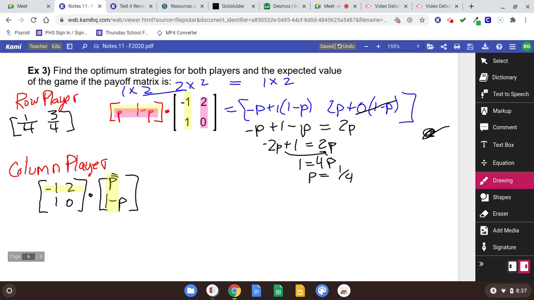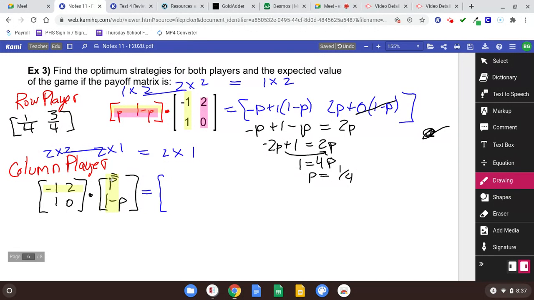We have a 2 by 2 times a 2 by 1. When you multiply those, you're going to get a 2 by 1. So make sure you do that. Okay, your answer is going to be a 2 by 1. So when you multiply this row times this column, I call it zipping up the numbers.